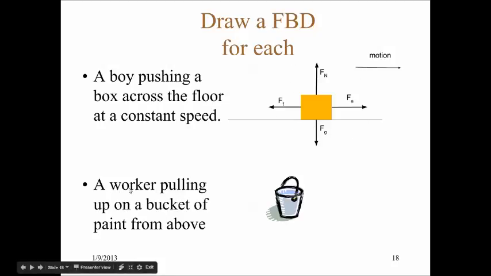The second example is if we have a worker pulling up on a bucket of paint from above. So of course we have this applied force by the worker going up, and we have the weight of the bucket pulling down. We do not have any sideways forces, so there's no friction, and it doesn't indicate what the motion is. It says he's pulling it, doesn't say it's moving, doesn't say it's accelerating, so that's as much information as we can put on our diagram. So we don't really know of the motion.